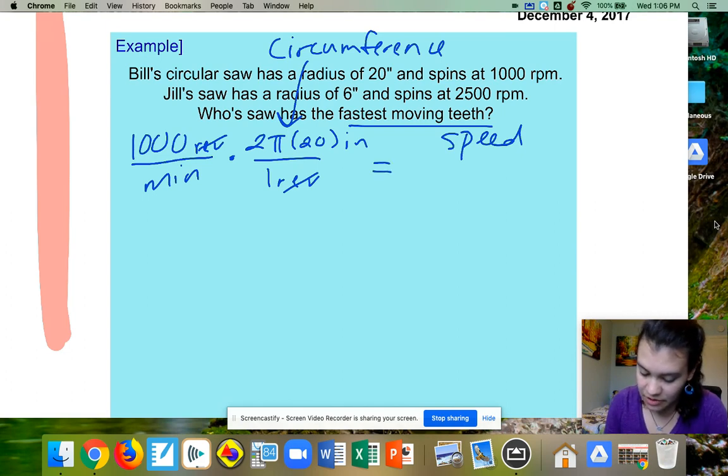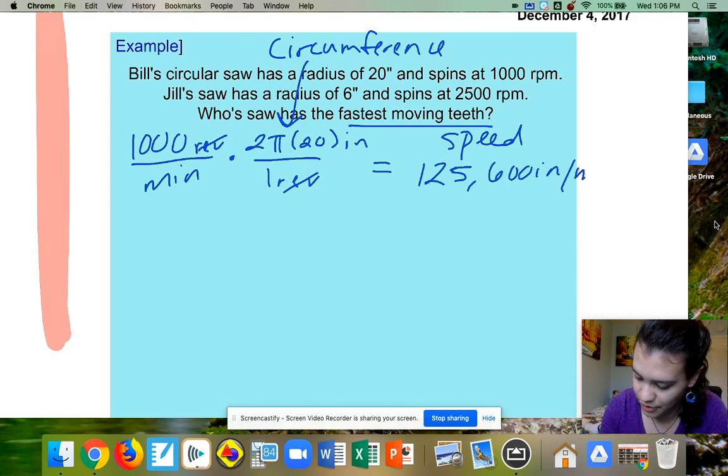If it doesn't tell you what kind of speed you need, you can be done here. It might say it wants feet per minute, that kind of thing. Then we would have to convert to feet. But at this point, we don't. So if you type this into a calculator, you should get 125,600 inches per minute for Bill.